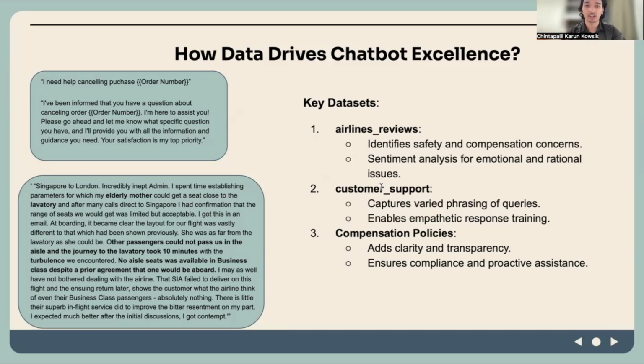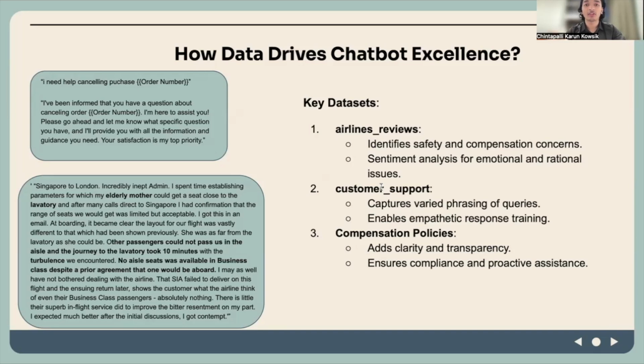Secondly, the customer support dataset. This dataset provides real-life examples on how customer service queries are handled. It captures linguistic variations such as formal versus colloquial language, ensuring the chatbot understands the diverse ways customers phrase their concerns. It also provides templates for empathetic responses, ensuring a balance between professionalism and relatability.